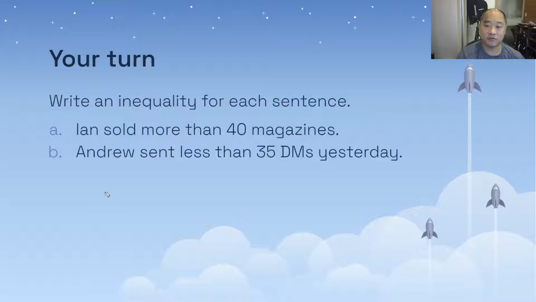Your turn. Ian sold more than 40 magazines, and Andrew sent less than 35 DMs yesterday. Okay, we'll just use I for magazines Ian sold, and then we'll say I is more than 40. And D is equal to DMs Andrew sent, and the number is less than 35.